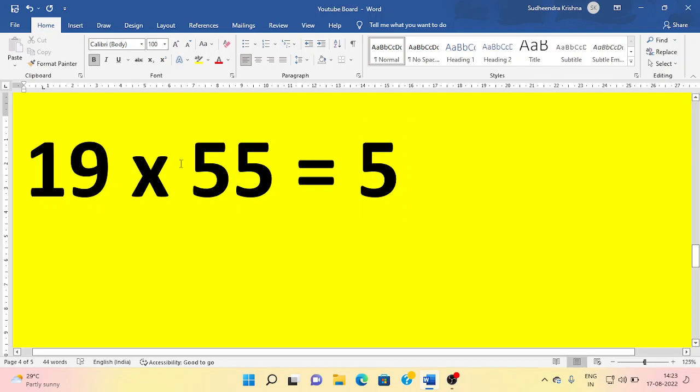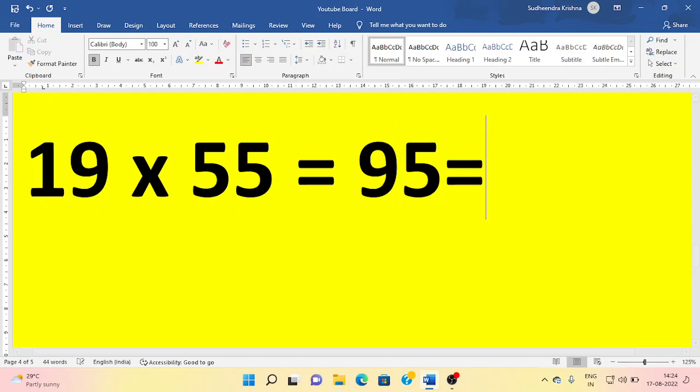Now you subtract 1 from 19. 19 minus 1 is 18. Find half of 18. Half of 18 is 9. So when you multiply 19 into 55, the first step you will get is 95. Now you put this 5 as it is. So in the number 95, whatever 5 is there, you put that 5 as it is.